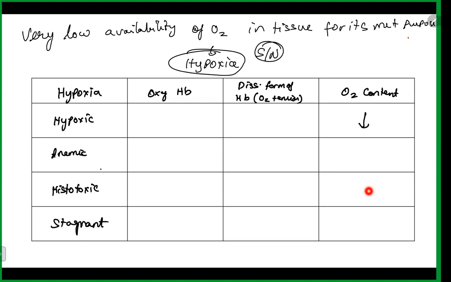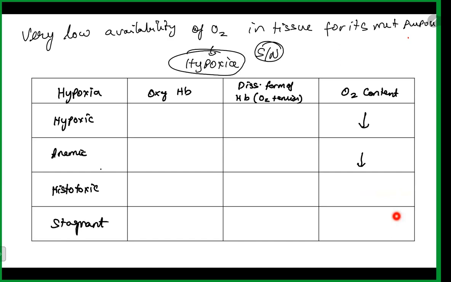Anemic hypoxia is going to be because the RBC is unable to carry the oxygen. First you have iron deficiency anemia, where iron is not there. Iron is going to play a major role in the affinity of your oxygen. So affinity of oxygen is reduced if iron is not present in an adequate amount, so here the oxygen content will be reduced.